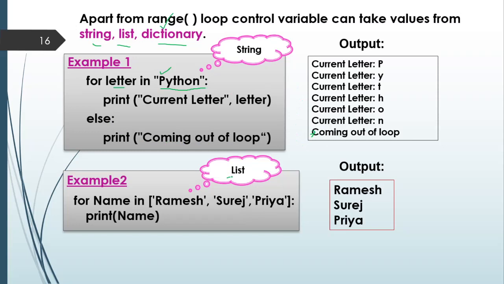The next example is by giving a list. List means items given in square brackets. Multiple items given in square brackets is called a list. Here a list is given as a sequence. The sequence is Ramesh, Suraj and Priya. If we are giving a list as a sequence, this loop control variable will contain the first item in the list, Ramesh. So the names are printed. First Ramesh will be printed. For the next iteration, name will contain Suraj, that will be displayed, and for the next iteration, Priya will be displayed.